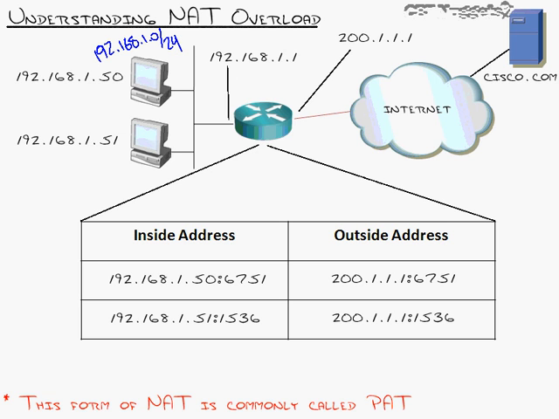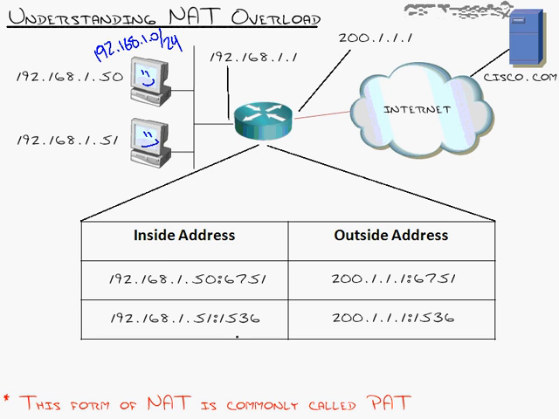Now, as these clients, we'll say we've got .50 and .51, as these clients go out and access the internet, they will share the same public address, and the response will come back to that public address and forward it to these internal clients. Now, this is possible because NAT overload uses port numbers. That's why you see my little note on the bottom. This form of NAT is commonly called PAT, or port address translation. Now, the rumor goes that Microsoft actually came up with that term, but NAT overload is the technically accurate term to describe this.